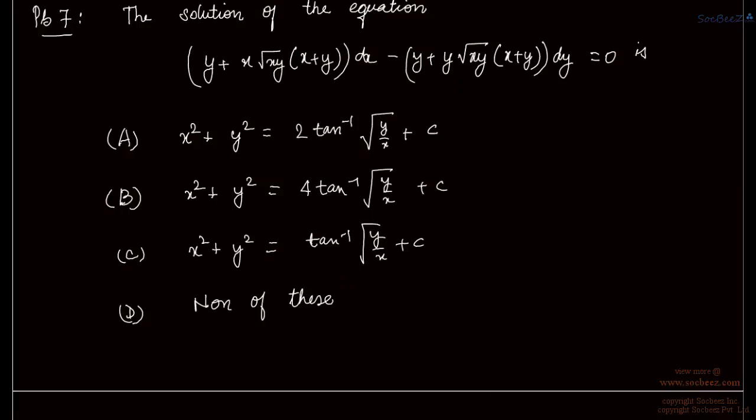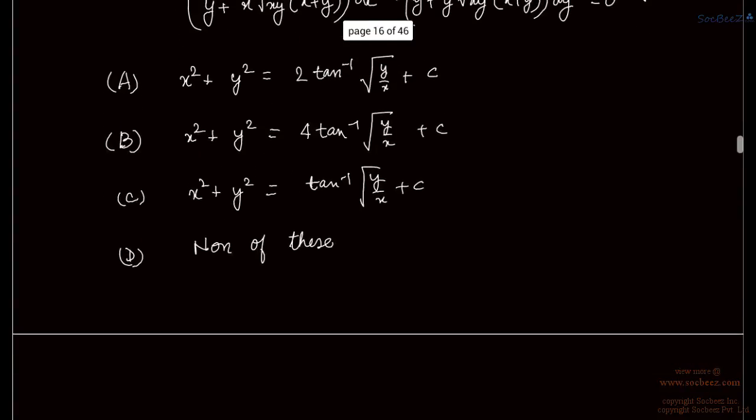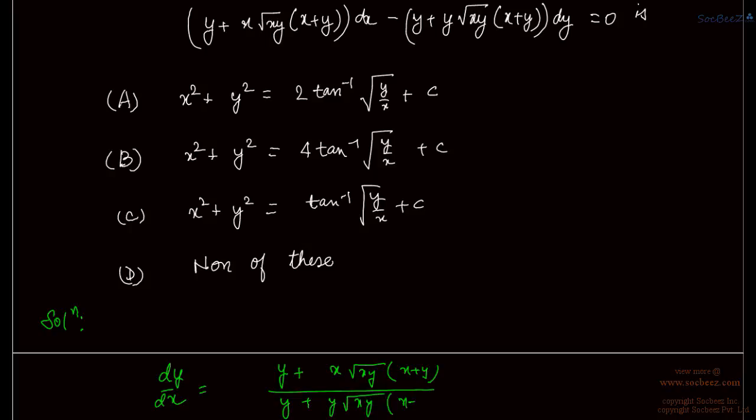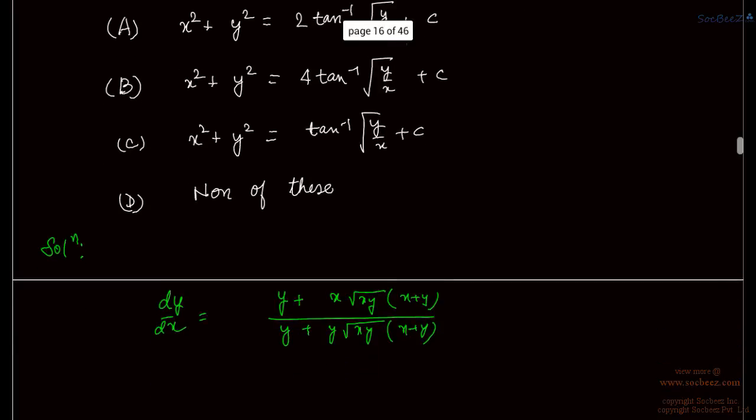Now problem 7. The solution of the equation (y plus x root xy) into (x plus y) dx is (minus y plus y root xy) into (x plus y) dy is. So let us first write it in the form of dy by dx. So we have the expression for dy by dx as y plus x root xy times x plus y upon y plus y root xy times x plus y.